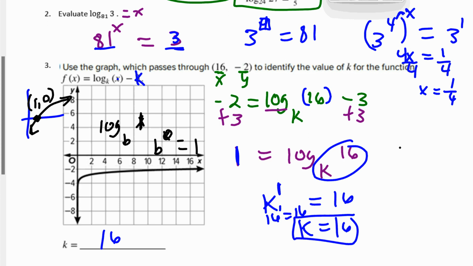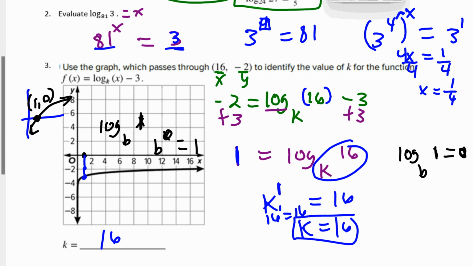So whenever I take the log of any base of 1, my answer is always 0. So I get this point 1 comma 0. So you just look at that 1 comma 0 should be there. Well, where's this one? This one is down 2, down 3. So that's why this says minus 3.